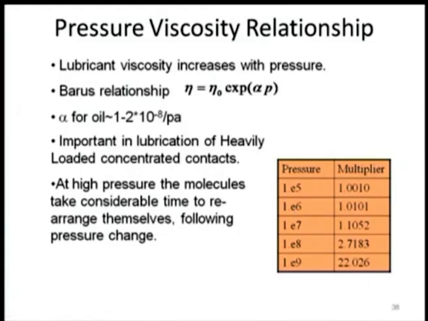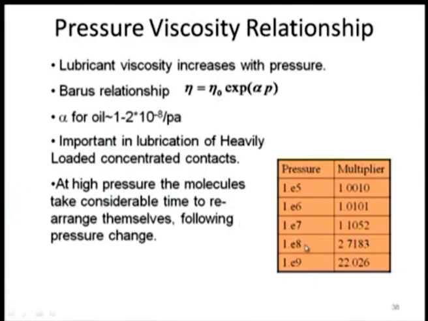At 1 megapascal, we are able to see an increase in viscosity by 1%. What we say is that this multiplication factor is exponential, alpha p. Instead of 1, it will turn out to be 1.01 when the pressure is 10 bar. Now, pressure is increased to 100 bar. This factor turns out to be 1.1, that means a 10% increase in the viscosity.